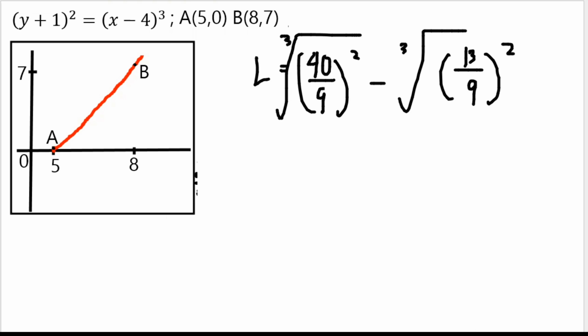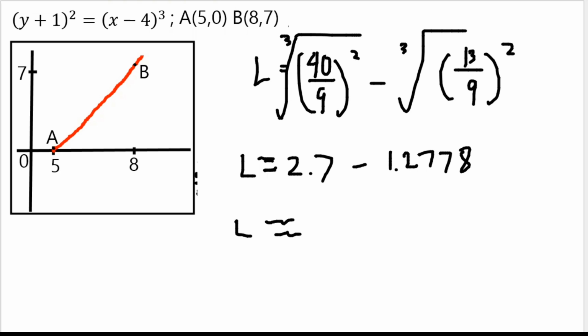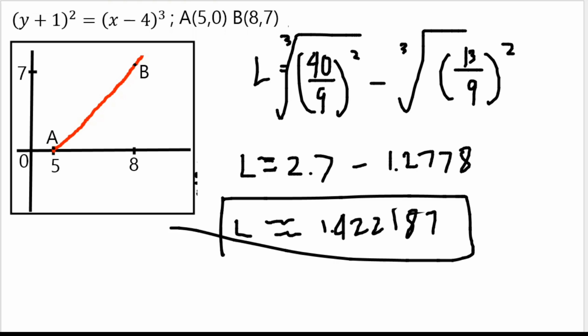Okay, so we got this. Now you know how to do it. So the arc length using our calculator is just an approximate value. It's going to be 2.7 minus, okay, let me type this. So we got 1.2778. Now taking the difference of these two, our arc length is going to be approximately 1.422187. And that is it for this video.